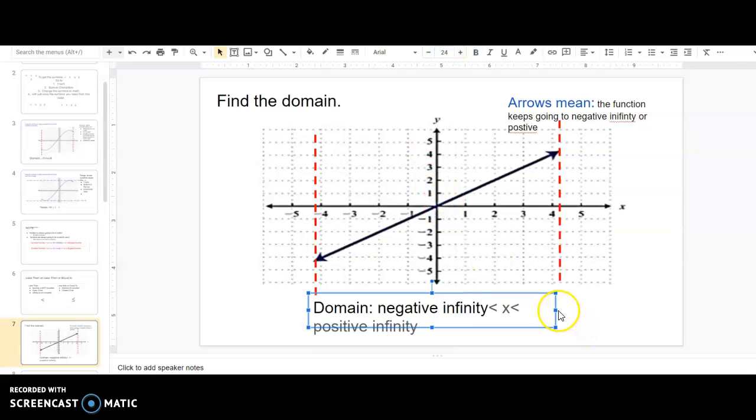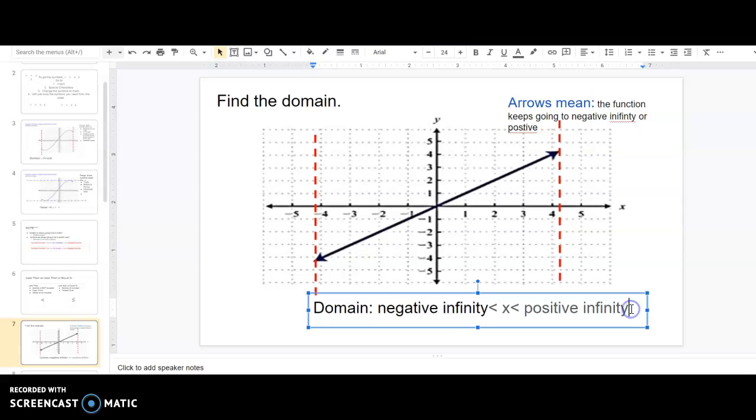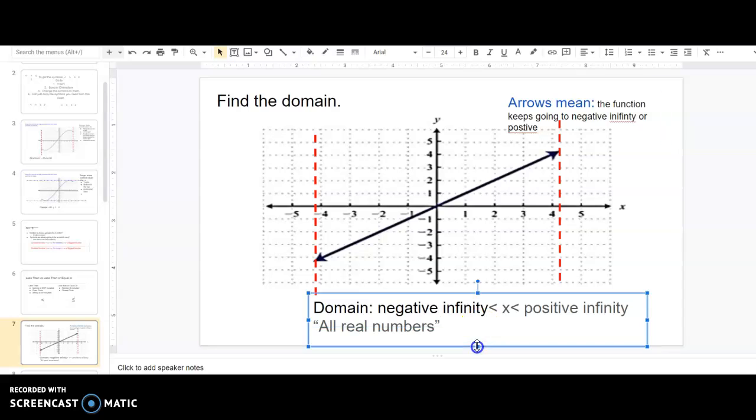There we go. So the domain on this one is from negative infinity to positive infinity. But we actually don't write it like that. This would be all real numbers. That's how we would write this one. All real numbers. And that would be the domain for this function because it keeps going to the left and it keeps going to the right.